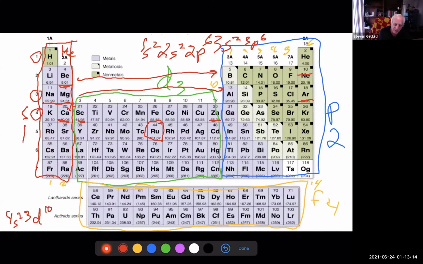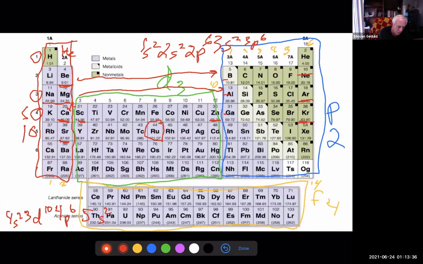And then we start with the P's again. Now this was 2, 3, and this is 4P. 4P6 goes right across to krypton. Then go down to 5. So 5S2. Okay, that brings us right to strontium.